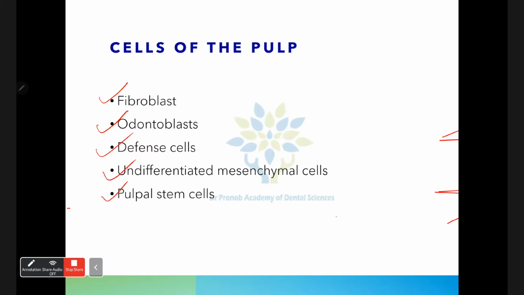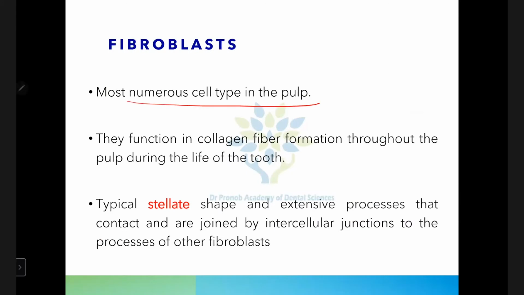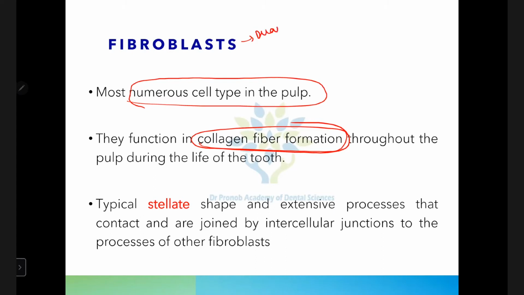Yeah. So fibroblasts. They are the most numerous cell type in the pulp. Out of all the cells, fibroblasts are more in number. What is the function of fibroblasts? They function in collagen fiber formation throughout the life of the pulp. Another important point is that fibroblasts have a dual function. They help in both synthesis as well as degradation.